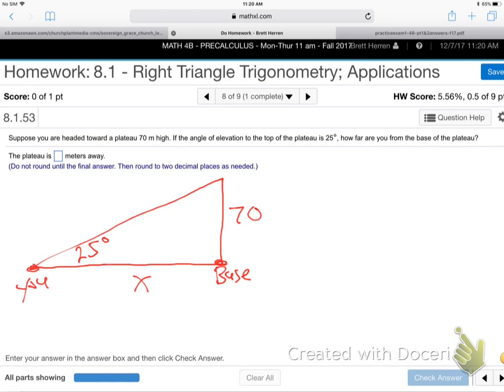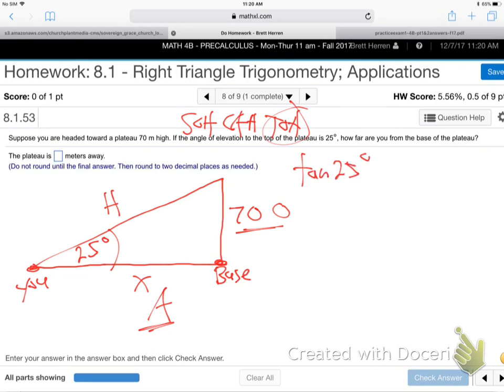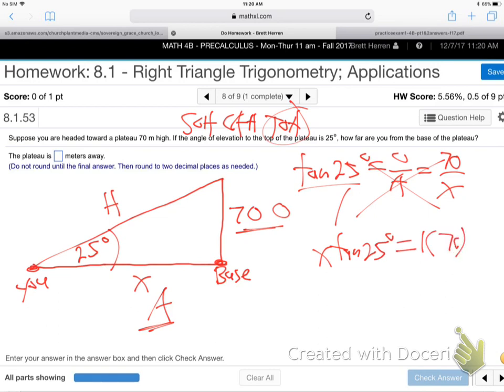So from the 25 degree angle's perspective, this is opposite, adjacent, hypotenuse. So SOHCAHTOA. We're talking opposite and adjacent, so it's tangent again. Seems like it's always tangent. Tangent of 25 degrees is opposite over adjacent, which is 70 over x. Put it over 1, diagonal, diagonal. x tan 25 is 1 times 70.